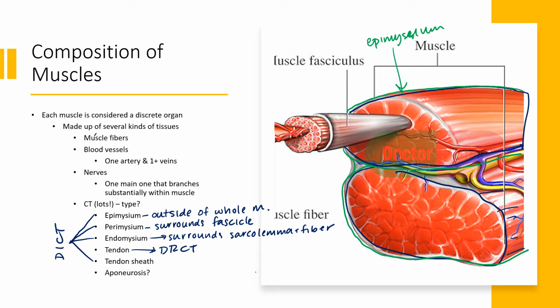Now you see each of these groups of muscle fibers in here, and they're separated by white lines. Those white lines are also dense irregular connective tissue, and each one of those red groupings are your fascicle. You can see one of them's pulled out here. This is a fascicle. It's a collection of muscle fibers bound up by perimysium. That's also dense irregular connective tissue.